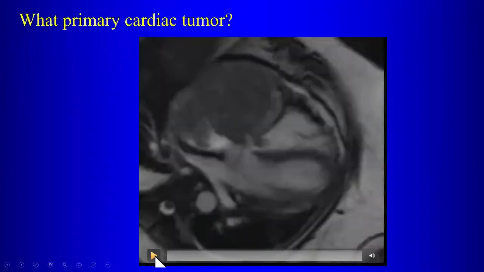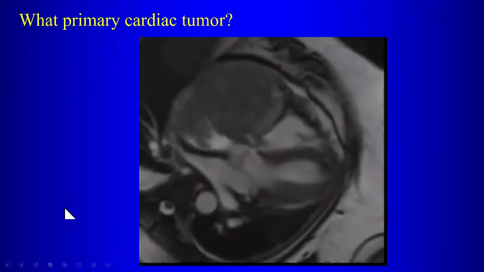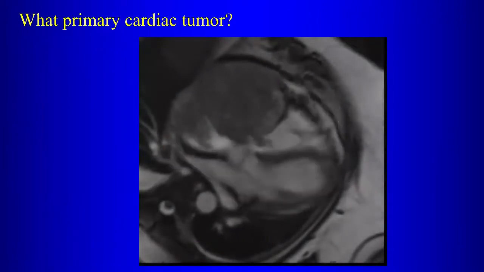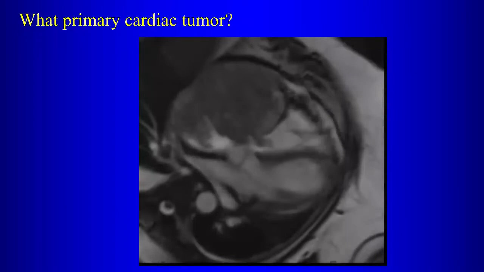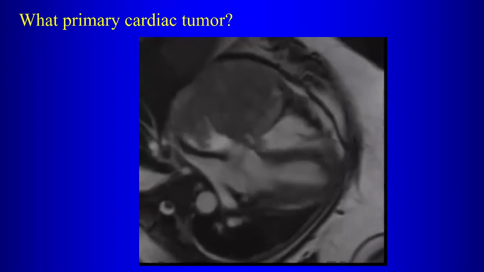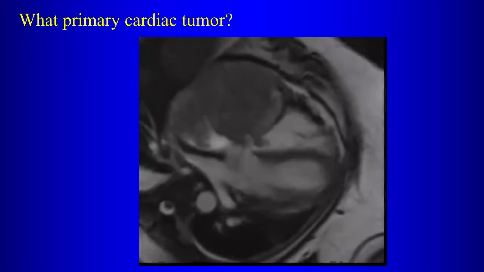Okay, over at St. Barnabas. Now, of course, your first thought, if you see something like this, would be a metastatic lesion. But if I tell you that this is a primary cardiac tumor, what primary cardiac tumor would you suggest here? Angiosarcoma. So what are the features that make you think angiosarcoma?